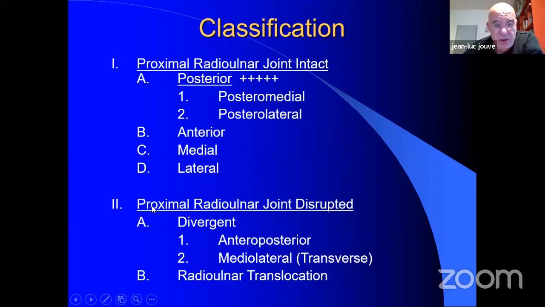The other condition is when the proximal radio-ulnar joint is disrupted. The prognosis is poor in this condition, and we must differentiate when we have divergence between radius and ulna, and in this case you can have anteroposterior displacement, mediolateral displacement, and sometimes you can have radio-ulnar translocation. The olecranon is on the lateral condyle and the radial head is on the trochlea.